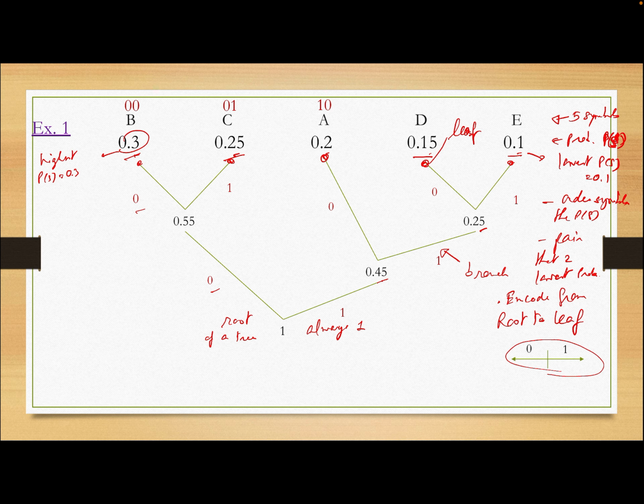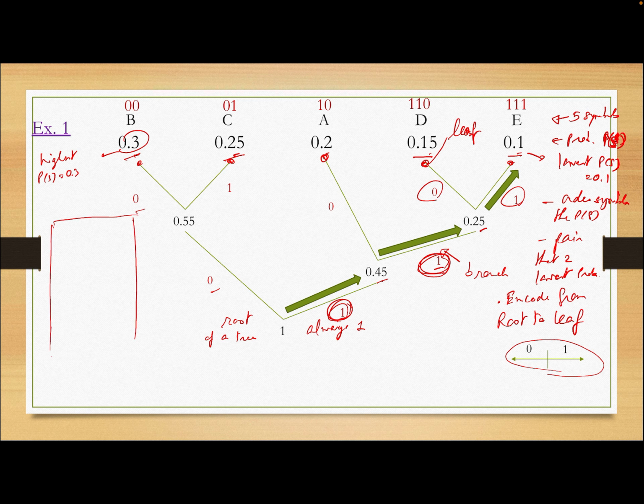So B is going to be 0, 0, and then C is going to be 0, 1, right? And then A is going to be 1, 0. D is going to be 1, 1, 0. And E is going to be 1, 1, 1.